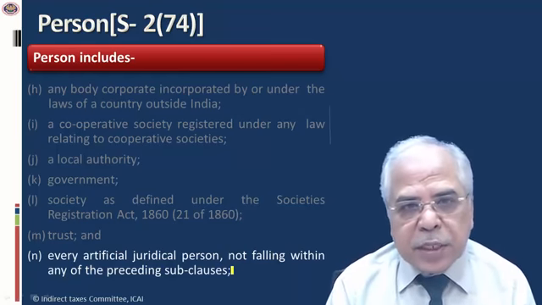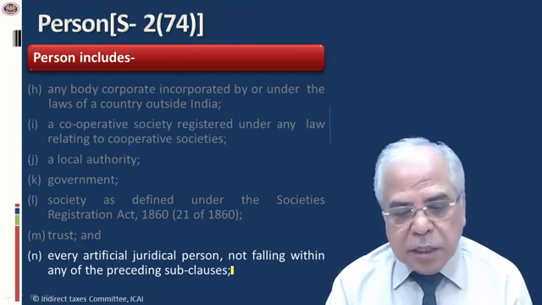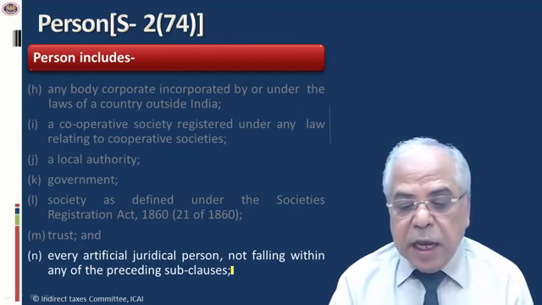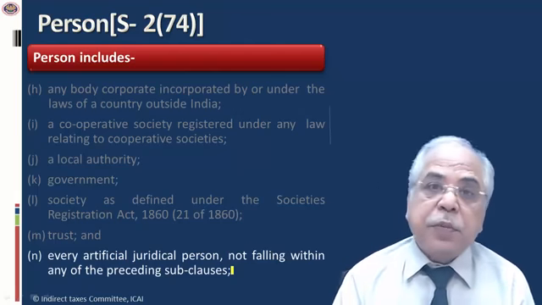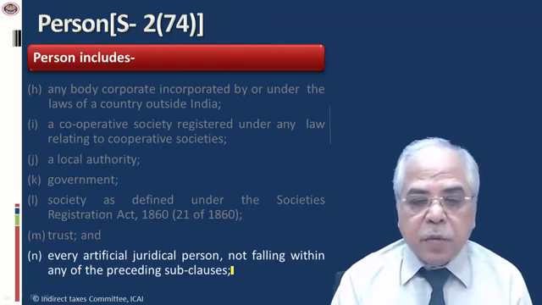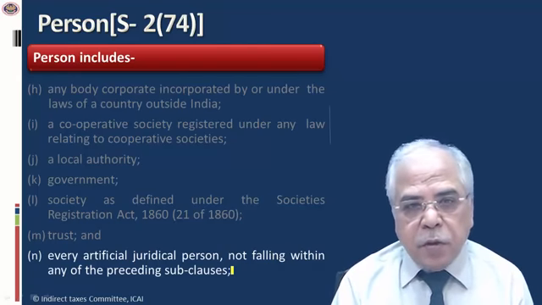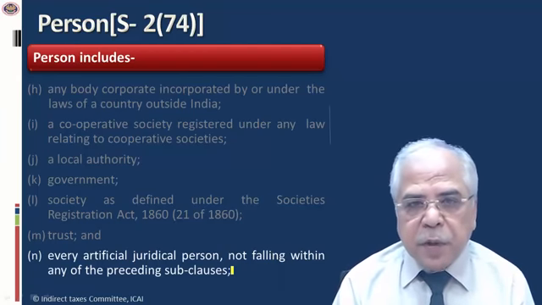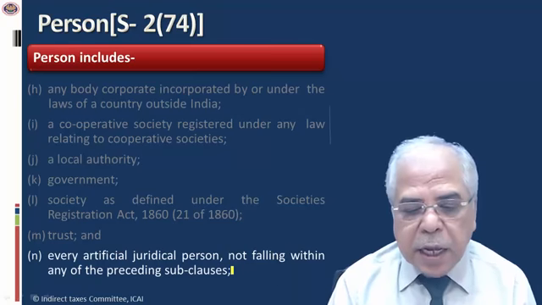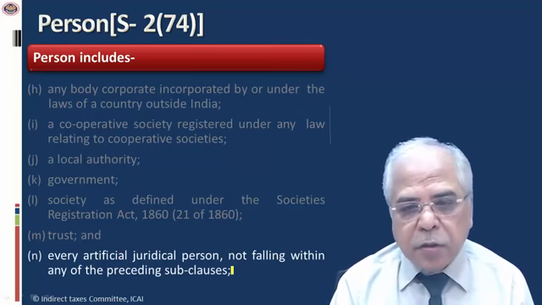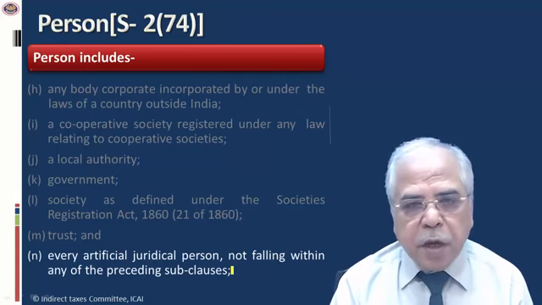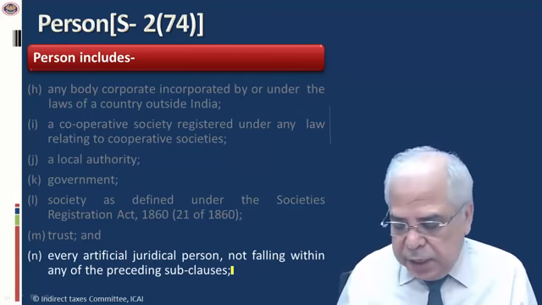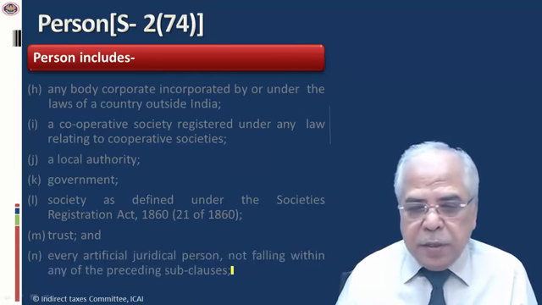And then subclause N, which is the last clause, is really important to understand: every artificial juridical person not falling within any of the preceding subclauses. So 13 subclauses specifically include government, local authority, partnership firm, individual, body corporate, etc. And then there is a residual clause N also, clearly showing the intent of the government that the definition of person is as wide as it could have been.